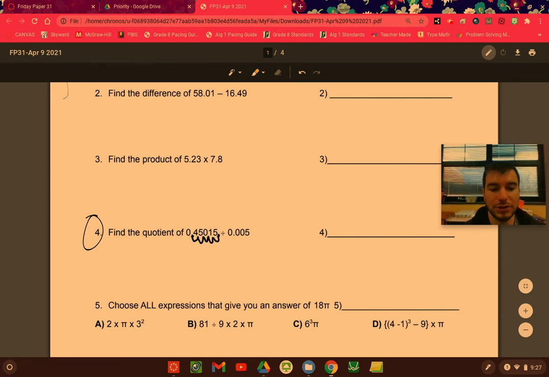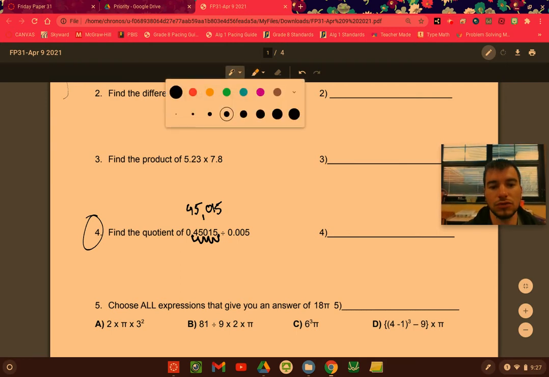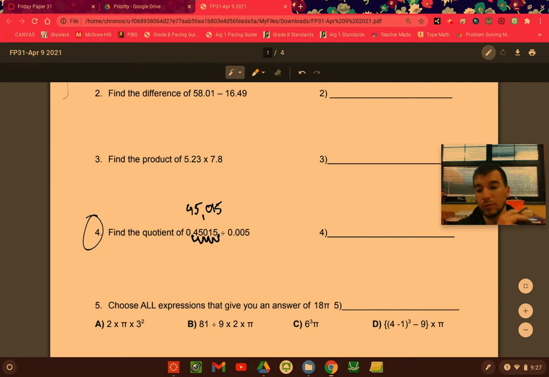So now I'm going to write just above it: 45,015. One important thing we have to remember is that however many places we move on one number, we have to do the exact same on the other. Even though on this one I moved it 3 times, I still have to move it 2 more times, because if I move it 5 times on one number, I have to move it 5 times on the other.